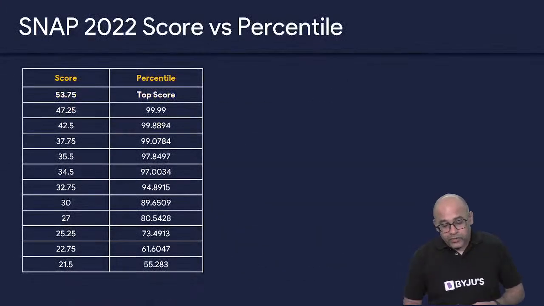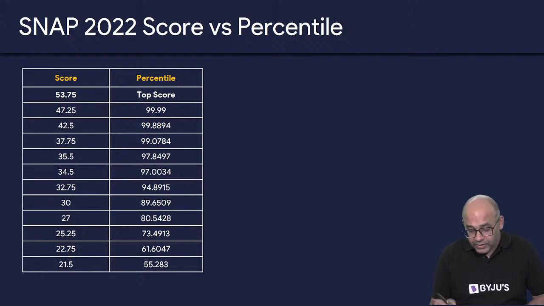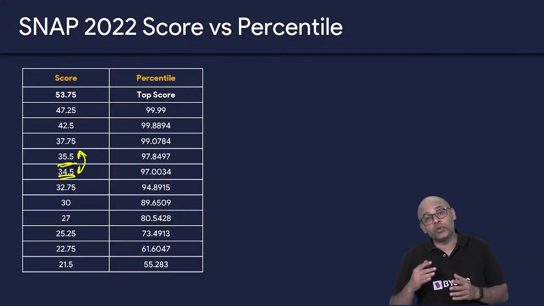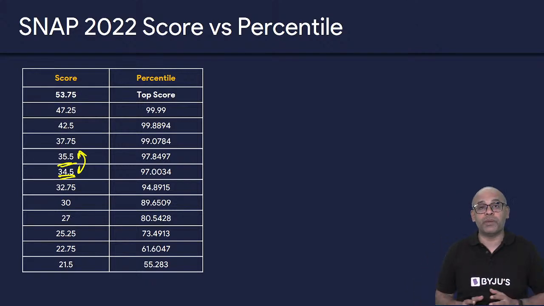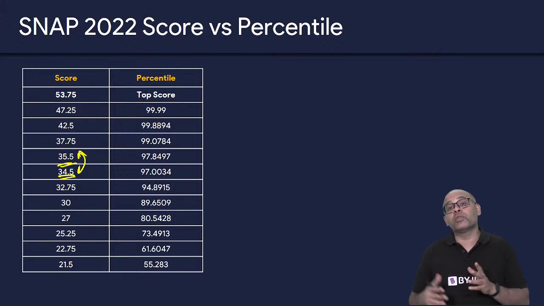Okay. Now SNAP scores. Last year, what happened? You can try to see what is happening. Last year the paper was quite difficult relative to this year. The scores were very low. This year we expect the scores to go higher compared to last year's paper, because this year we saw that the questions were attemptable.